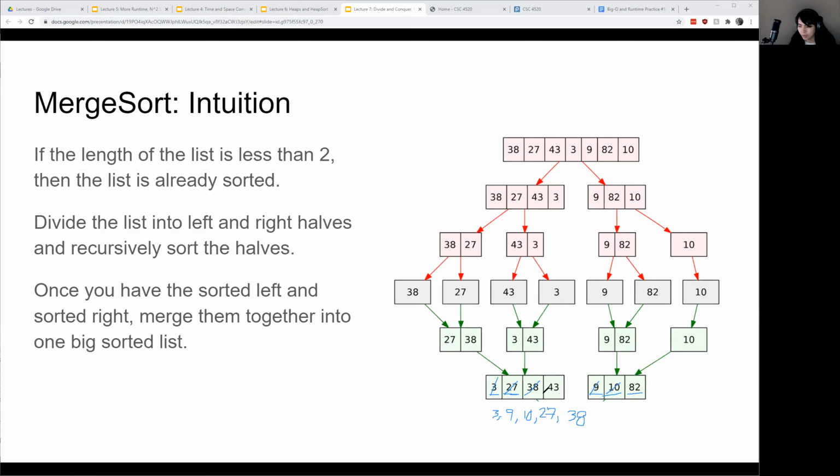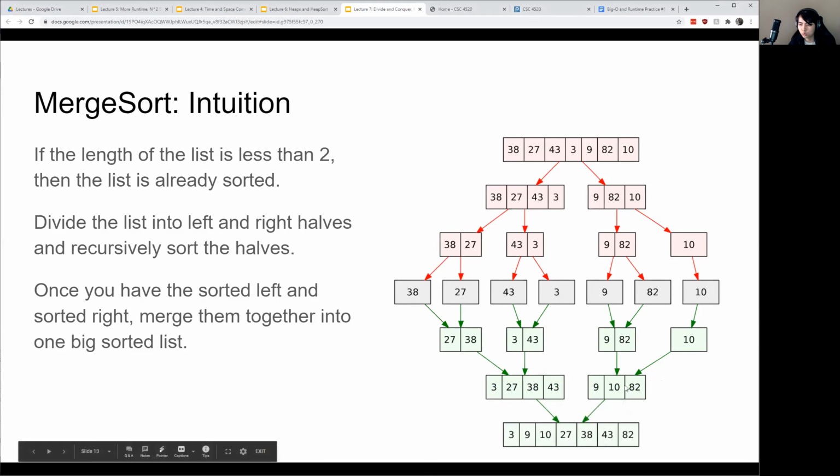82 stays here. Now we finally compare 73 and 82. Sorry, 43 and 82. 43 wins because it's the smaller of the two. And then 82 finally gets brought down on its own. And that's the resulting list all sorted. So there's this merge step that we just manually went through that creates this resulting list, right? We take 2 sorted lists and we make one big sorted list from it. All right. So that's the intuition here.